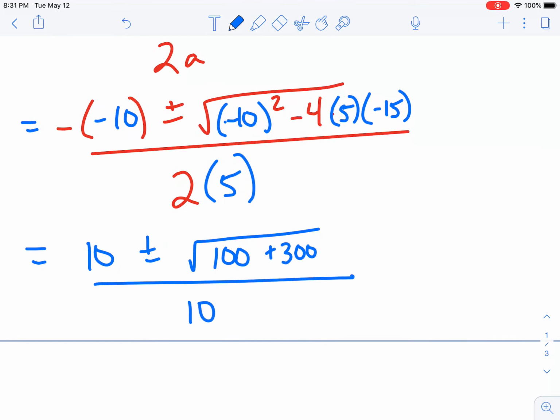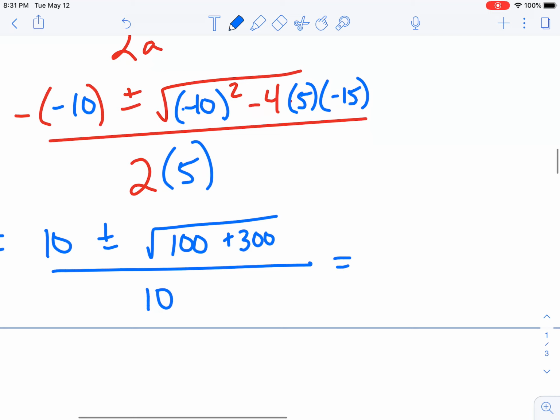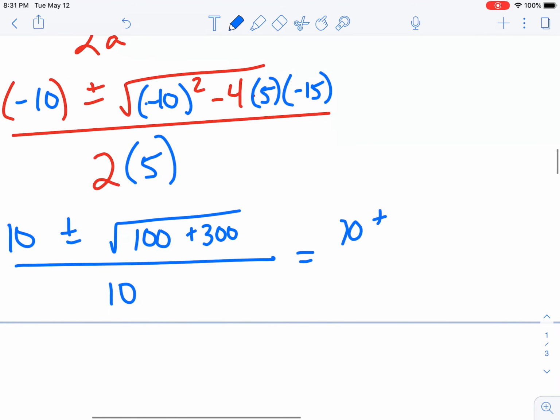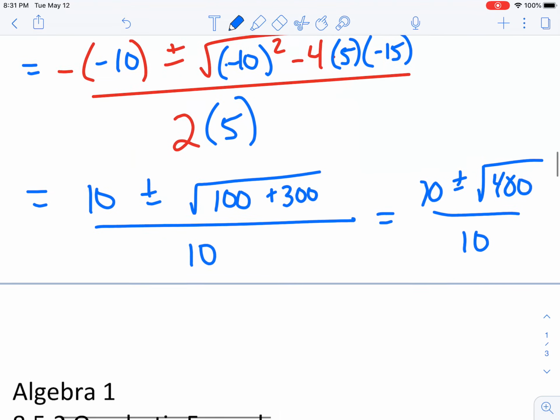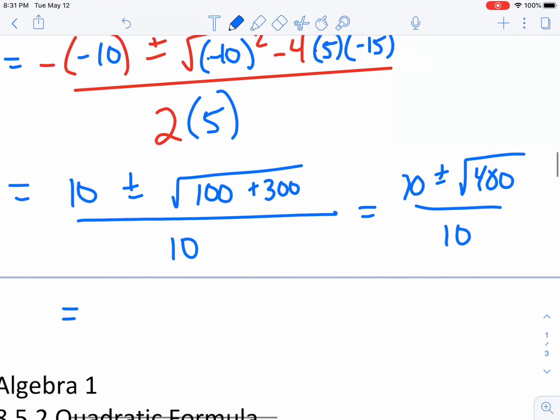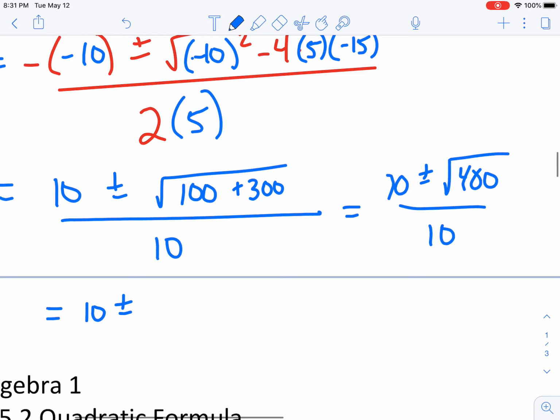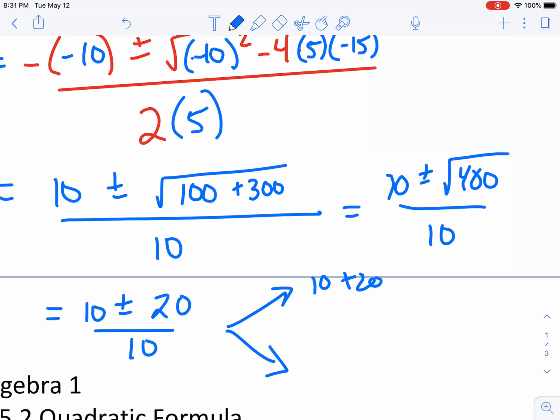All over 10, because 2 times 5 is 10. So this gives you 10 plus or minus the square root of 400 all over 10, which gives you 10 plus or minus the square root of 400. In this case, it happens to be even, but sometimes you have to simplify the radical there, over 10. And now we're going to split it up because we're going to have two solutions. We have 10 plus 20 over 10 and 10 minus 20 over 10.